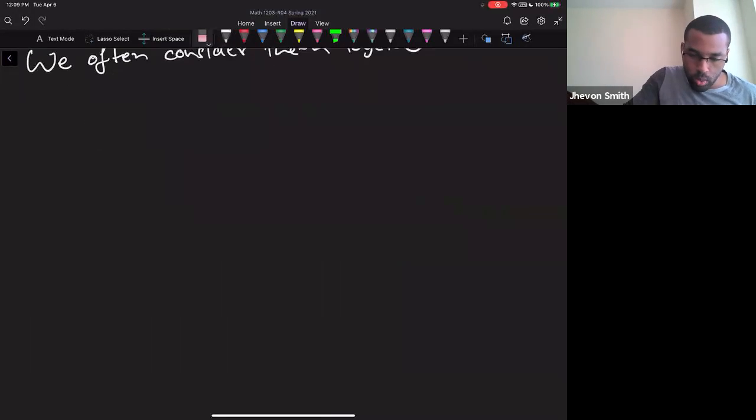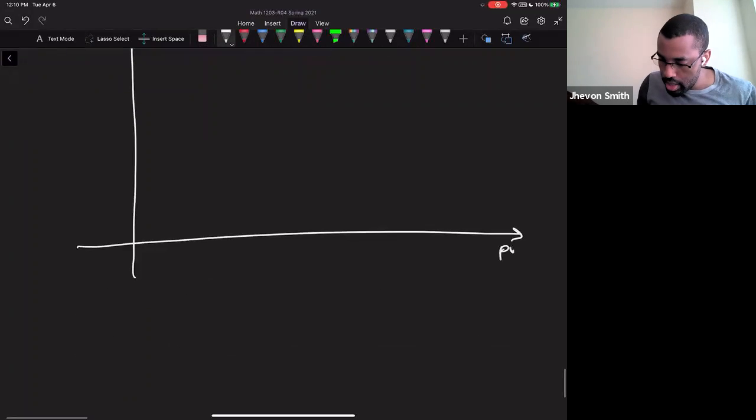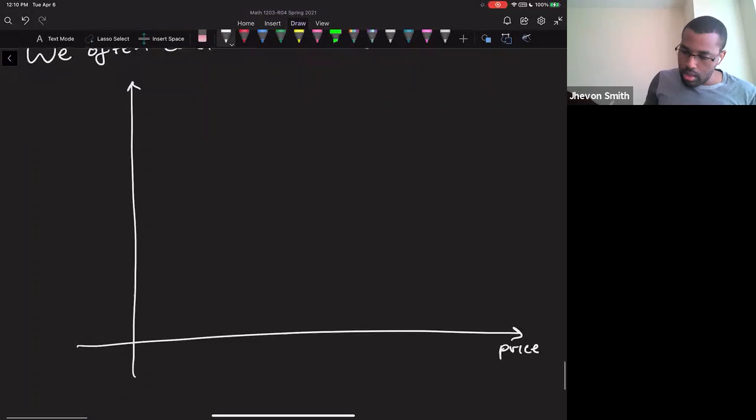So normally we would draw on one axis both functions. Okay, so price and X number of items. And you would have a demand function.